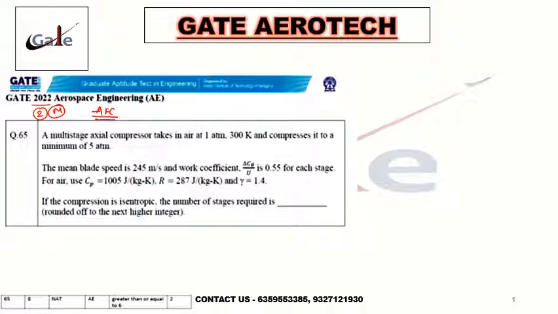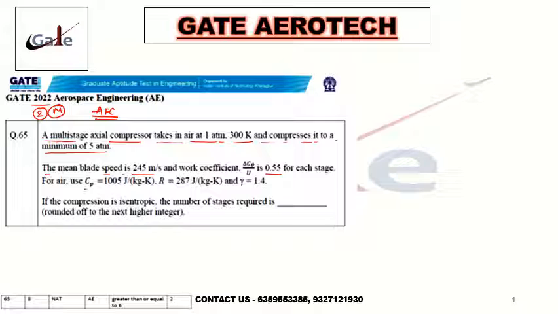Now let's read the question. A multi-stage axial flow compressor takes in air at 1 atm and 300 Kelvin and compresses it to 5 atm. So they are compressing the air from 1 atm to 5 atm. The mean blade speed is 245 and the work coefficient, which we will discuss shortly, is 0.55 for each stage.